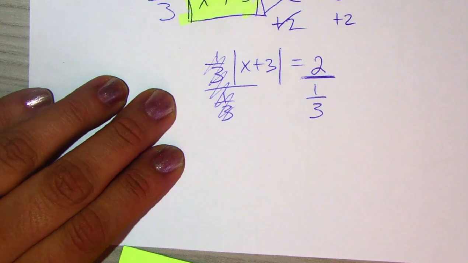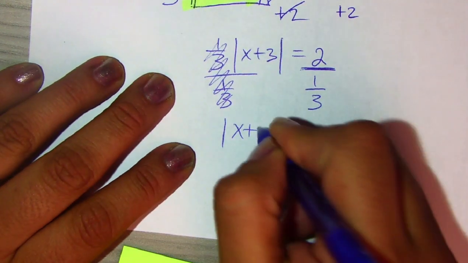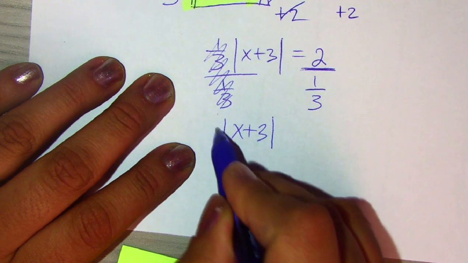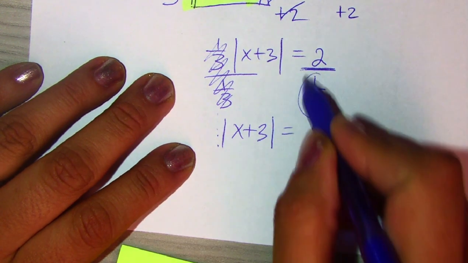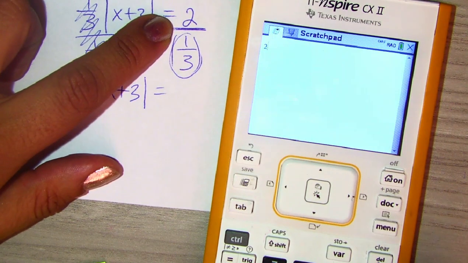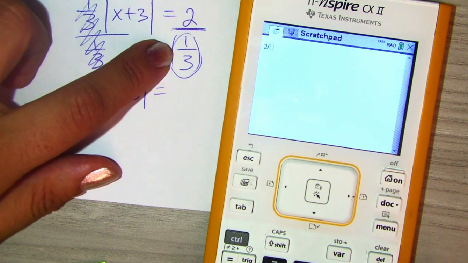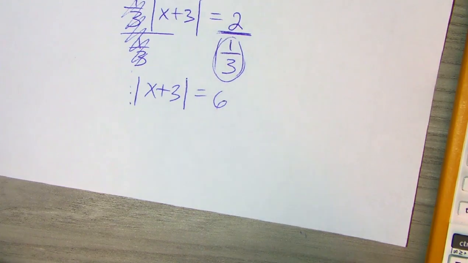This becomes just a 1-to-1 ratio. So you're left with that x plus 3 by itself, because that's just an invisible 1. Let's type this in the calculator, in parentheses, so you don't get confused on that. We're going to type 2 divided by parentheses 1/3. And that results in the answer of 6. So then now we have the absolute value isolated.